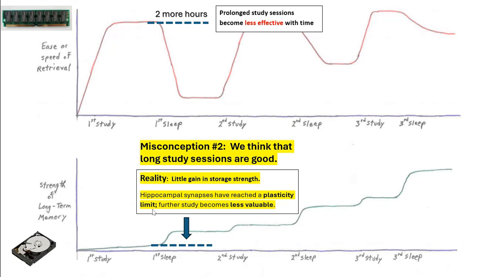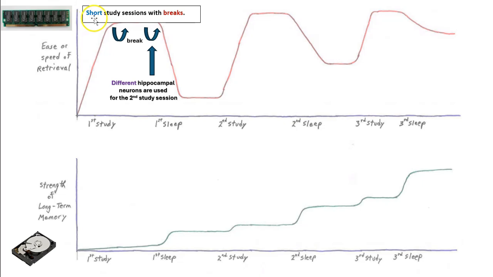Further study cannot lead to increased synapse strength. So those hippocampal neurons that were already activated by the study session can't underwrite any new learning. It's like they're kind of saying, hey, we already learned the information. We can't grow our synapses any stronger than we already have. So further study becomes less valuable because you've already exhausted those hippocampal neurons that were activated by studying that particular set of information. The recommendation here is to use short study sessions with breaks.